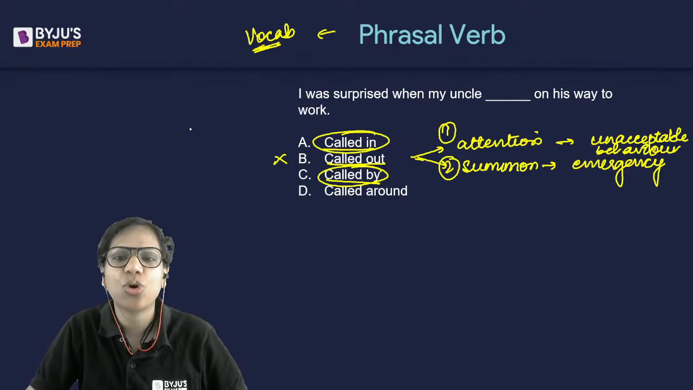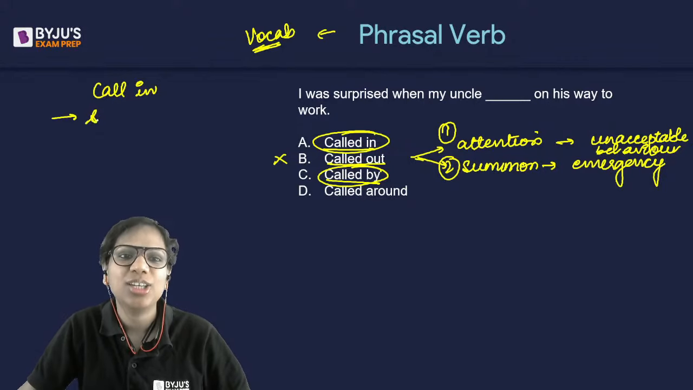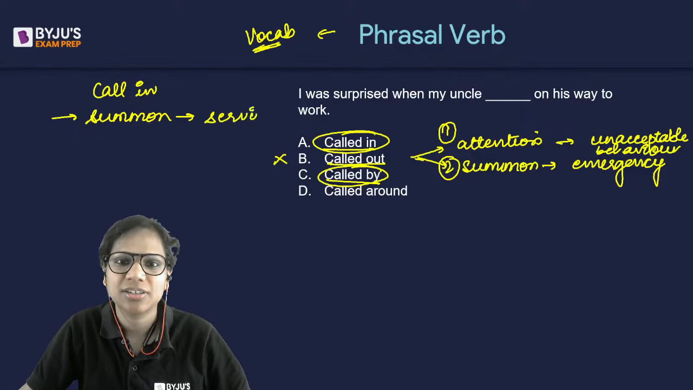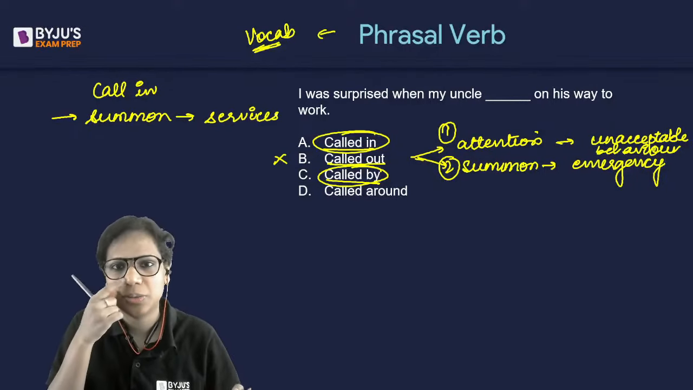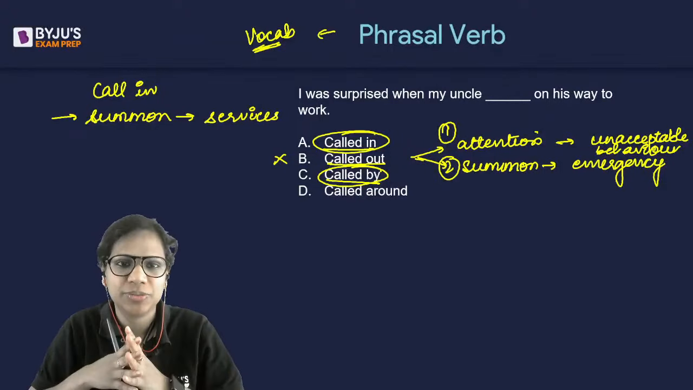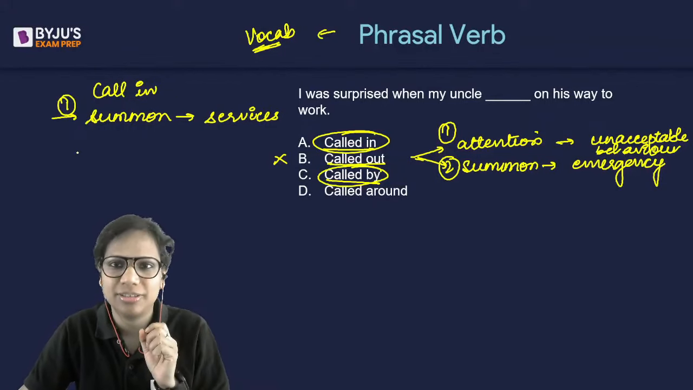Call in versus call by. When you call in, you summon someone for their services. So I called in the plumber. Let's say I needed something fixed, and I called in the plumber. I called in the electrician. So that is one meaning of call in.